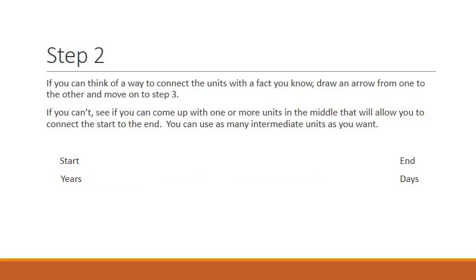If you happen to not know that, you try to think of some more units in the middle that are going to let you connect the start to the end. So maybe you've forgotten how many days are in a year, but you remember that a year is 12 months. So I'm going to go from years into months. And then I remember that there are 4 weeks in a month, so I'm going to go from months to weeks, give or take, and then I know that there are 7 days in a week. So you can use as many of these intermediate steps as you need. You just need to be able to connect the two adjoining steps.